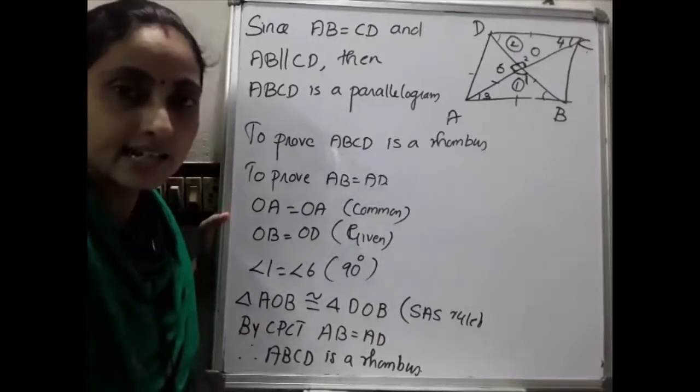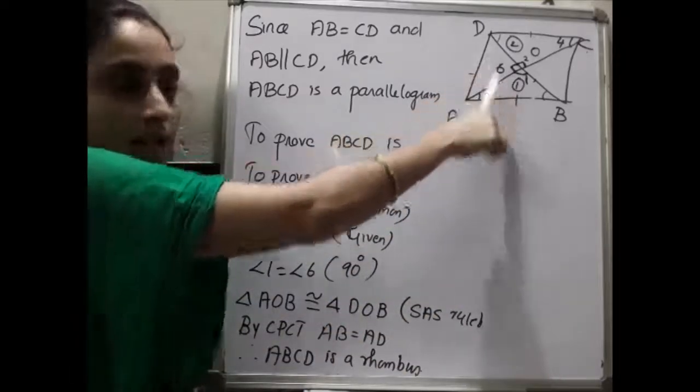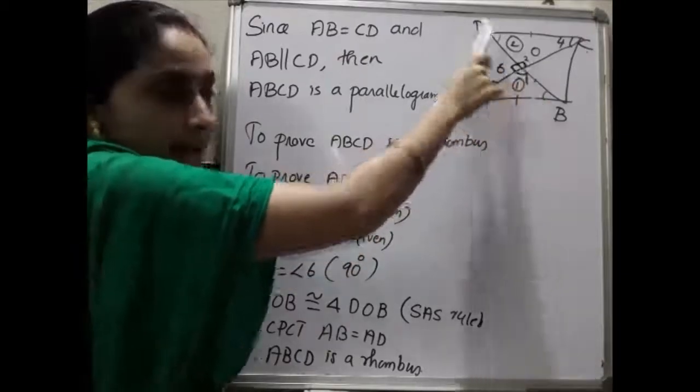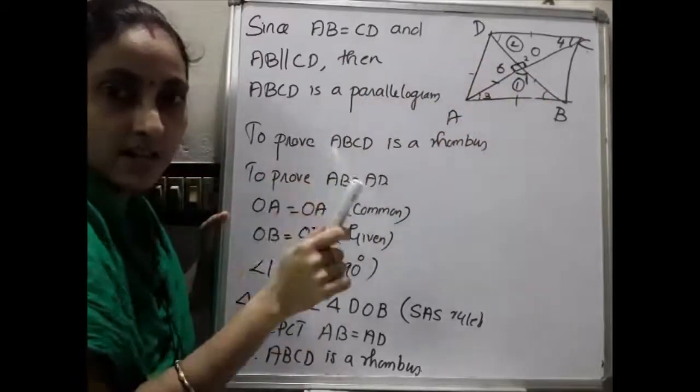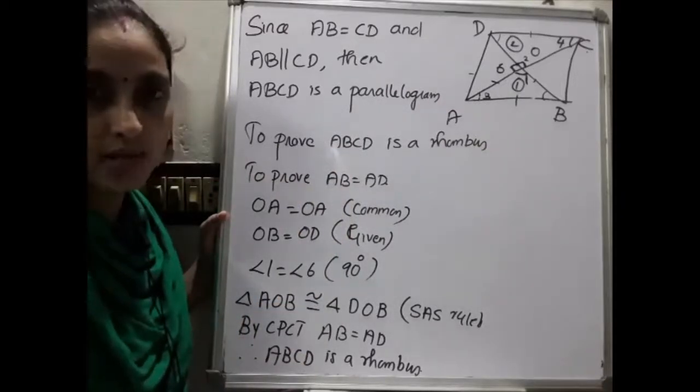If the adjacent sides are equal, you have to take the adjacent triangles. So here we are considering these two triangles, out of which one side is common, and this is a bisector. It bisects at a right angle, so this angle is 90 degrees. So by SAS congruence, those two triangles are congruent.